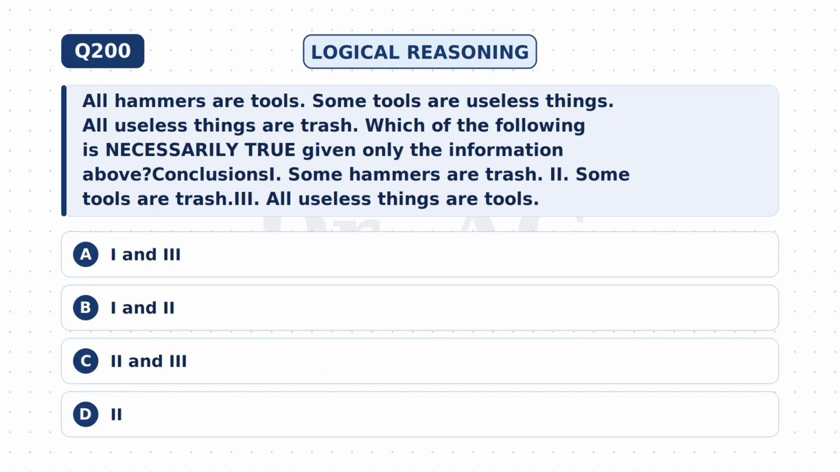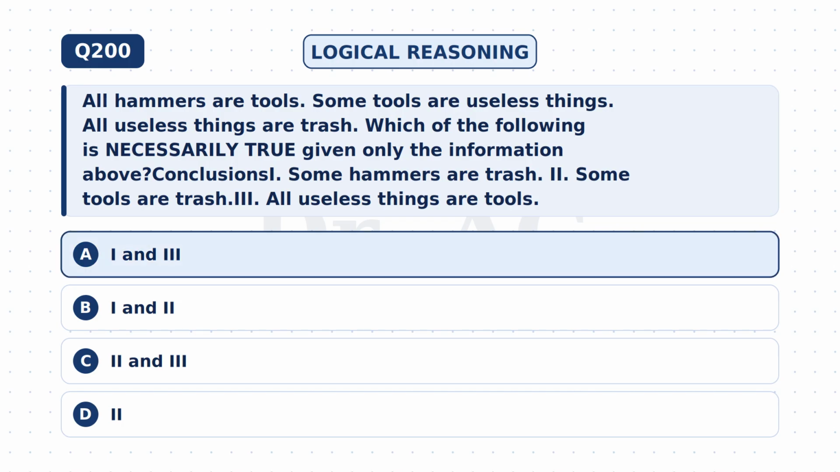Question 200. All hammers are tools. Some tools are useless things. All useless things are trash. Which of the following is necessarily true given only the information above? Conclusions. 1. Some hammers are trash. 2. Some tools are trash. 3. All useless things are tools.